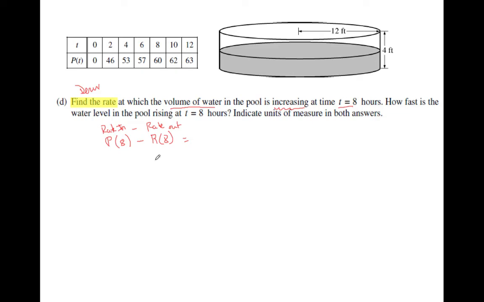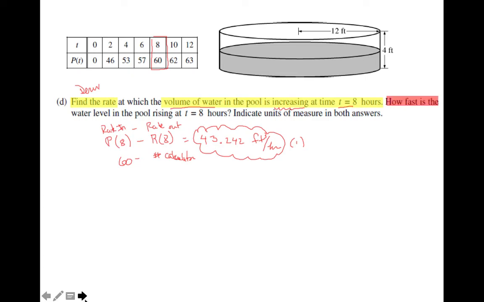All right. D. Find the rate. That's a derivative. At which the volume of the water in the pool is increasing at t equals 8. All right, that's not bad, right? Find the rate at which the volume of the water, not the water going in, which is, what? The rate going in is P of 8, right? But they don't want just the rate of the water going in. They want the rate of the volume in total. So that is rate in minus rate out.